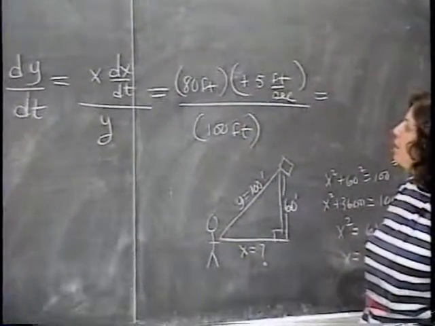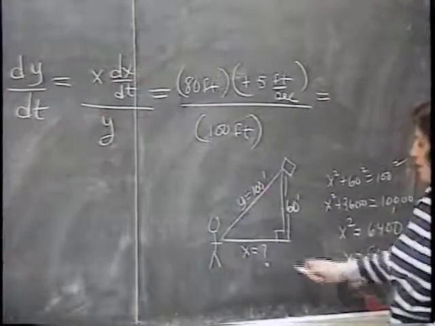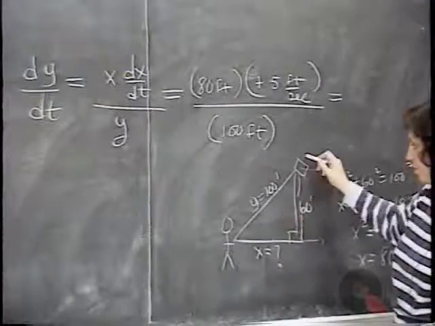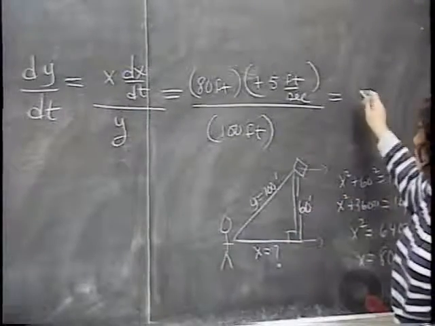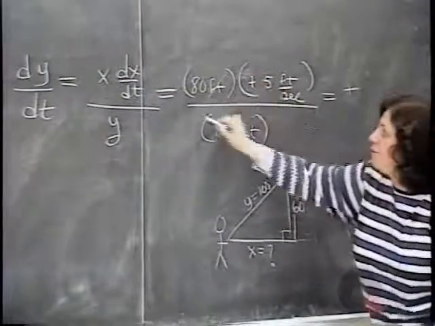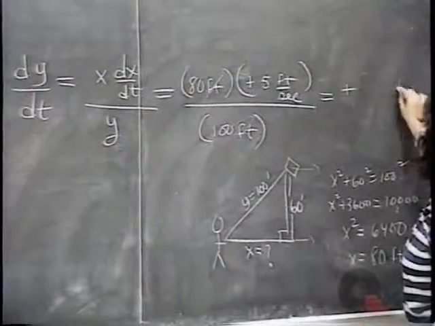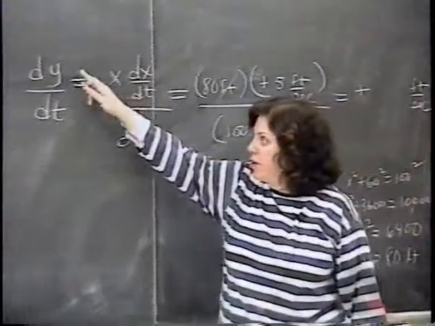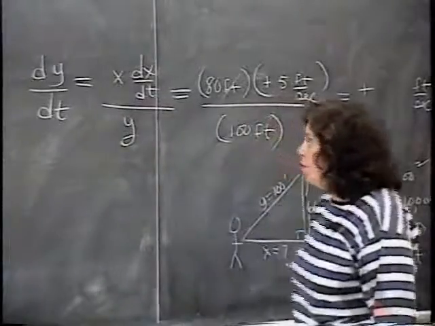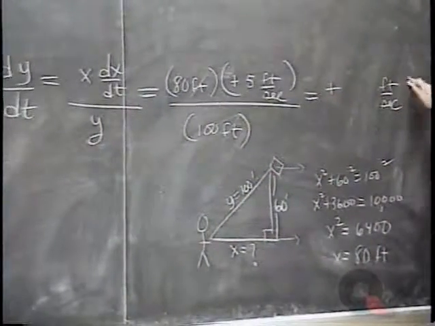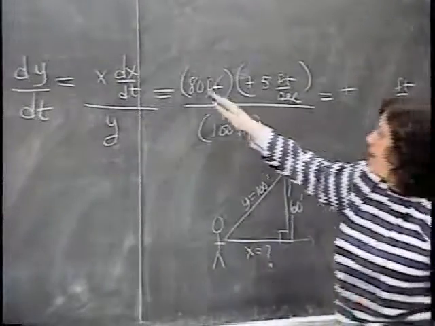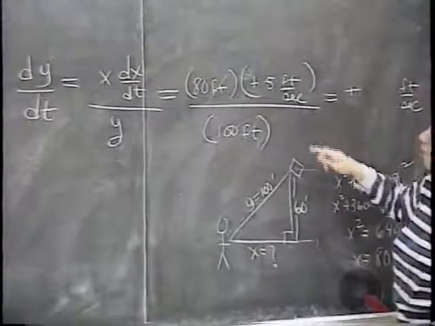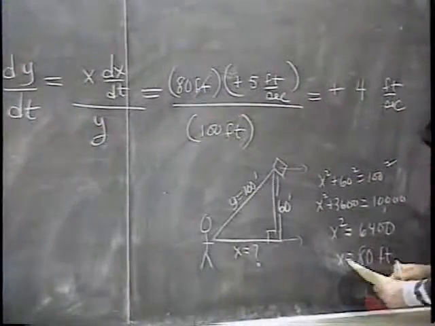Finishing up the problem, dy/dt is positive, which makes sense. As x increases, the kite is flying in this direction. x is increasing, y is also increasing. We're letting out the string. So we do expect a positive answer. The feet cancel. Feet per second is the unit of the final answer, which makes sense. We would want a unit of y over a unit of t, so feet per second. And we have 80 times 5, which is 400, over 100, or 4 feet per second.